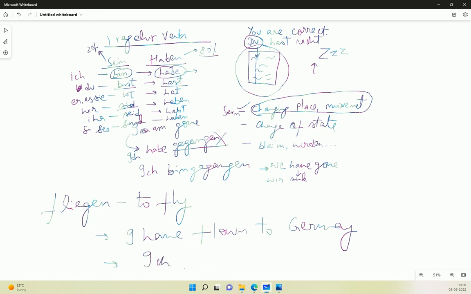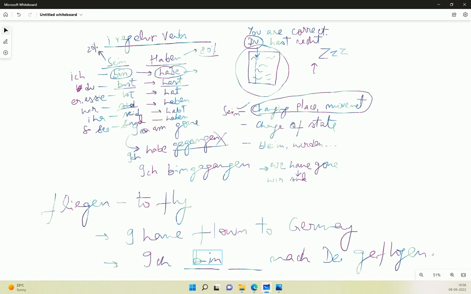अभी यहाँ पे हमें confusion है कि haben होगा या sein होगा. Ich haben या sein nach Deutschland geflogen. So give it a try. यहाँ क्या लगना चाहिए? It will be sein. It will be ich bin nach Deutschland geflogen. Genau, absolut richtig. Ich bin nach Deutschland geflogen.